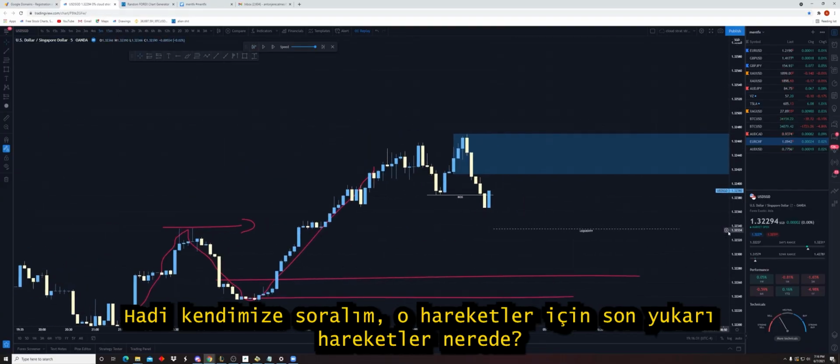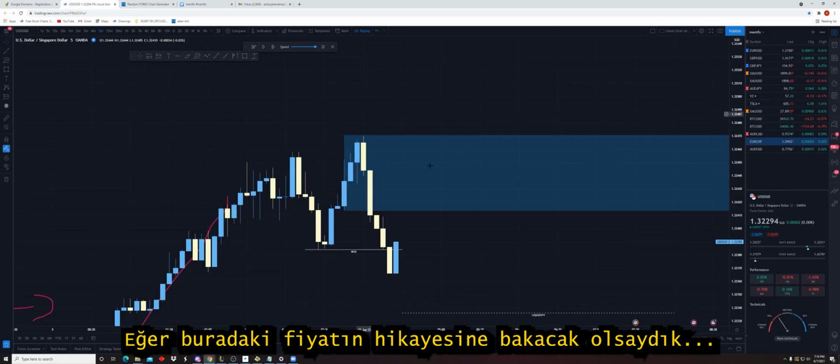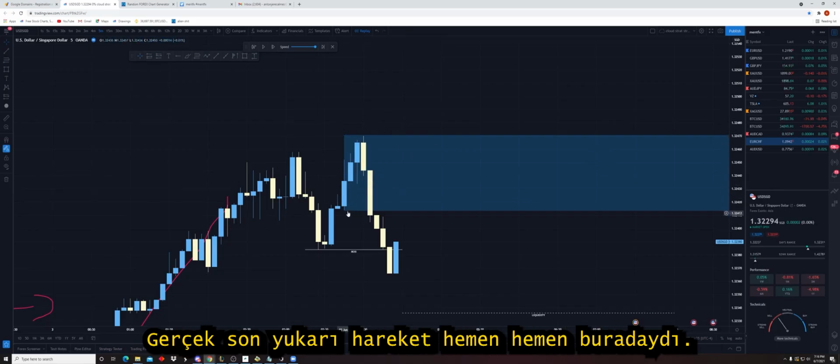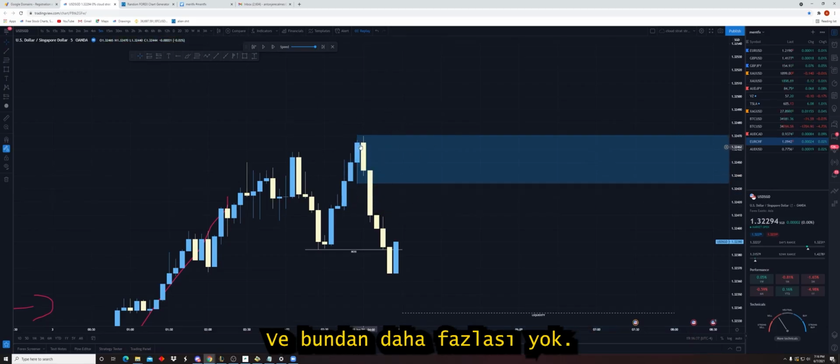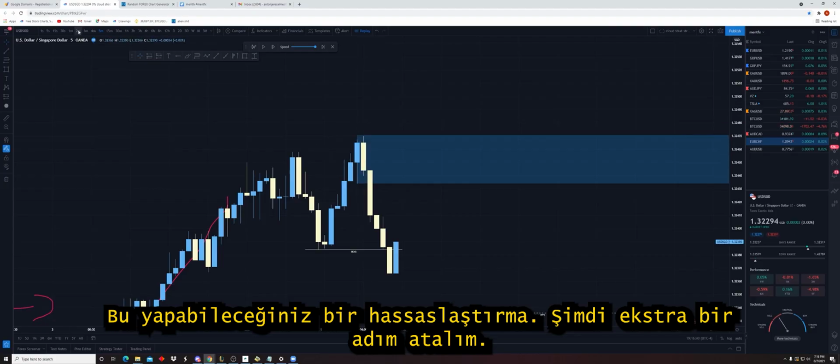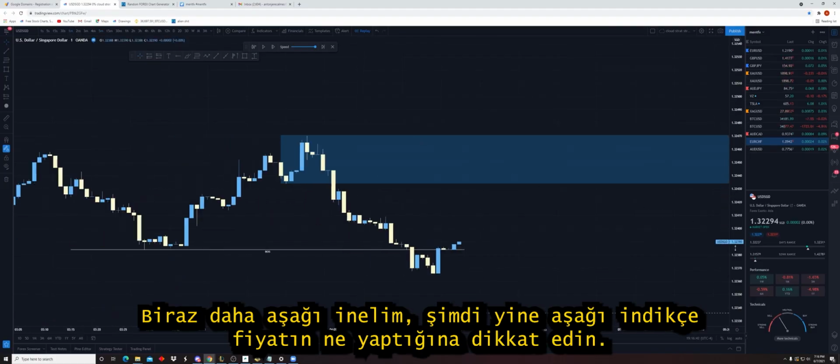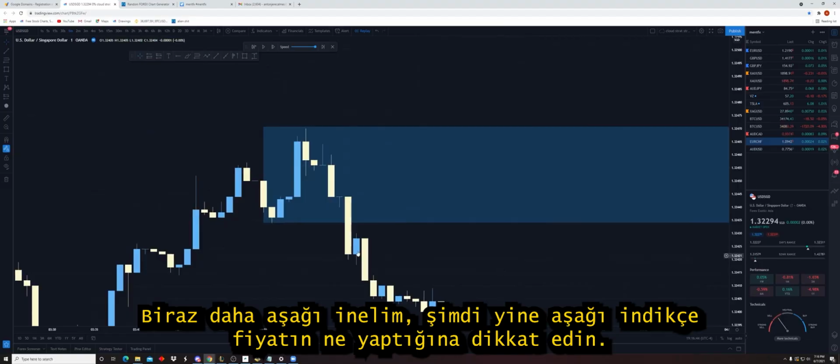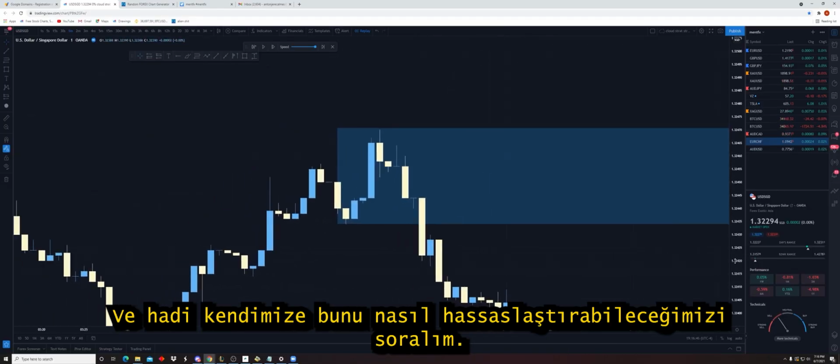Let's ask ourselves, where are the last moves up before the down moves? Really, if we are to look at the story of price here, the real last up move was pretty much here, and there's nothing more to it. That's the refinement that you can make. Now let's take it the extra step. Let's get a little bit lower.